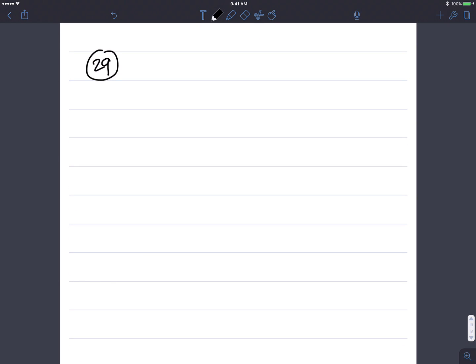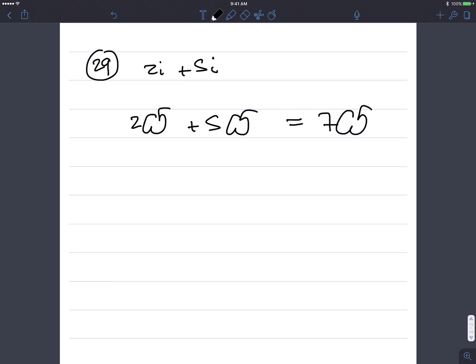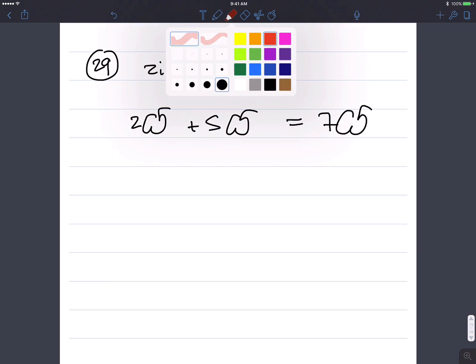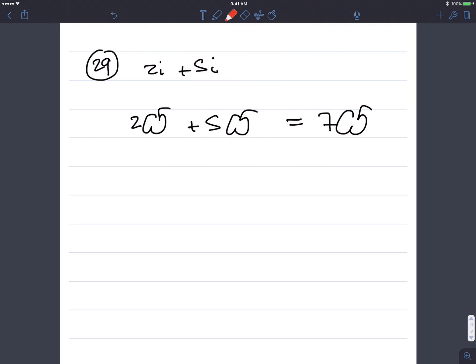Number 29 is we're going to add and subtract complex numbers, imaginary numbers. This is simply combining like terms. So I can think of this as having 2 apples plus 5 apples, which end up giving me 7 apples. This is what we worked on in class. So notice here, I'm going to put this 2i plus 5i, and that's going to end up giving me 7i. That's the idea behind this, combining like terms.